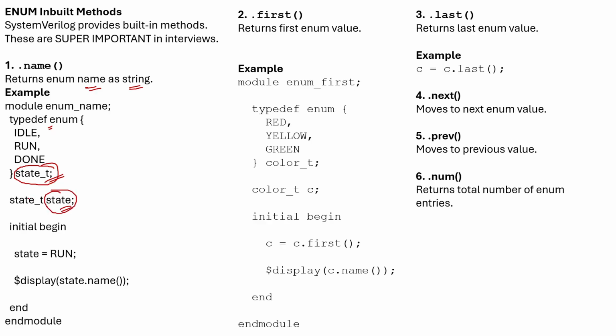Okay, so state is the enum, and in the initial begin the enum handle state is set equal to run. Run means it is running the state. So one state is run. Then I want to print that run with state dot name. Whatever state it is, that name we can print. So this run is printed at the output side.